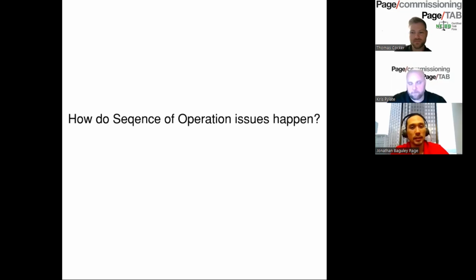So ASHRAE Guideline 36 is a really good guideline to help with sequence of operations and controls, and it's really helped me understand how to write better controls. Yeah, I've read that one. It's almost as good as the BCA second edition handbook. There's a third edition. Get the out. There's a third edition? Yep. Best day ever!